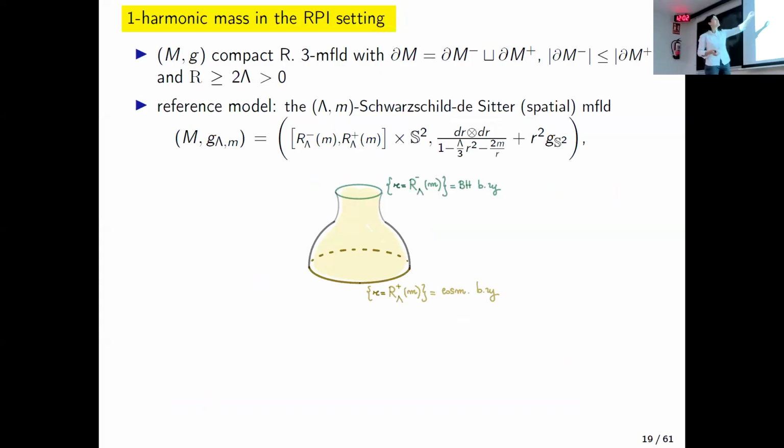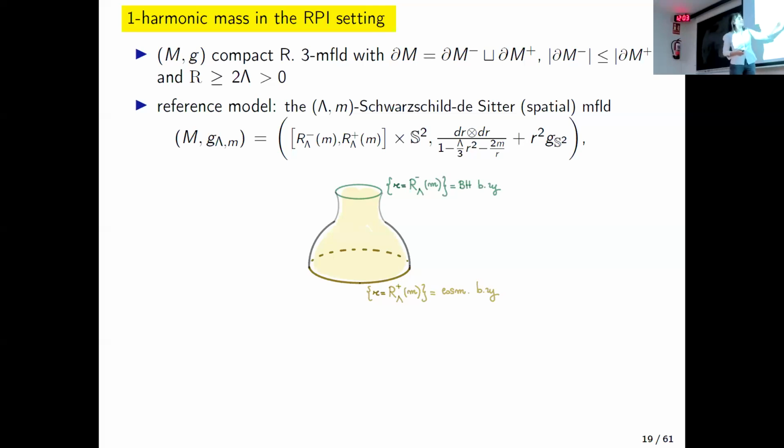Because in this case, there is a hole that opens up in your manifold. In fact, in this setting, differently from the positive mass theorem, we have 2 boundaries. The boundary is disconnected into 2 pieces that we call boundary of M minus and boundary of M plus. The boundary of M minus is the one that has less area, like what happens in the model case, because in the model case of this general 3 manifold with curvature bounded by 2 lambda, the model is the Schwarzschild de Sitter spatial manifold.